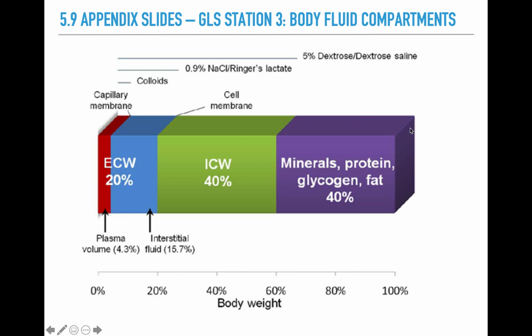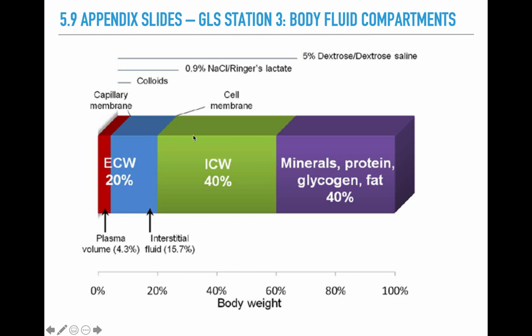Now imagine this is a full adult person. So 40% of your body weight is actually not water, it's minerals, protein, glycogen, fat. The rest of the 60% is completely water. So this is down here, 60% of your body weight is water. So we call this the total body water, or TBW.